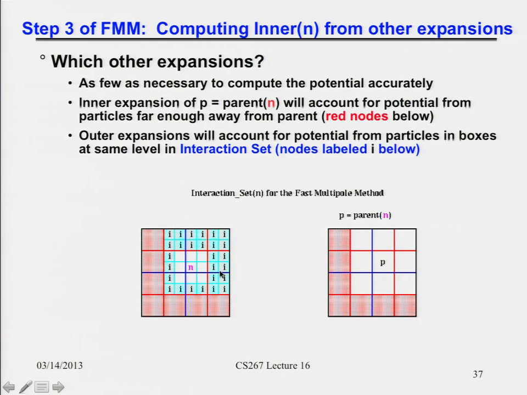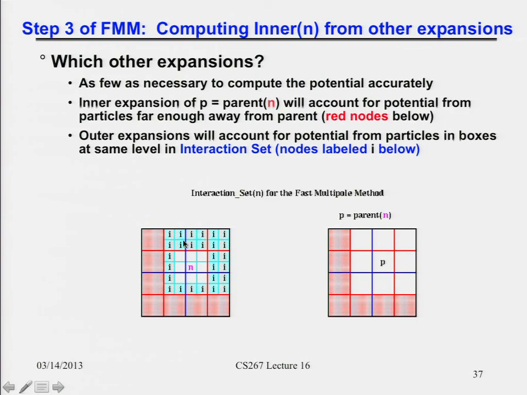So an inner expansion for this guy is due to everybody far enough away. So immediate nearest neighbors don't count. My inner expansion here is only stuff that's at least one box away. And over here, for this child, it's the same story. I want an inner expansion for all the potentials inside that box for particles that are far enough away. So nearest neighbors don't count. I've colored them white. I want everybody else, everybody who's either blue or red.